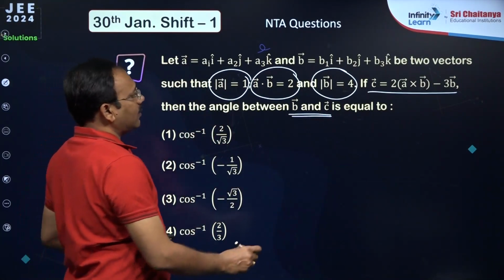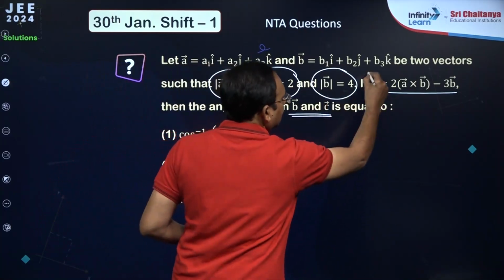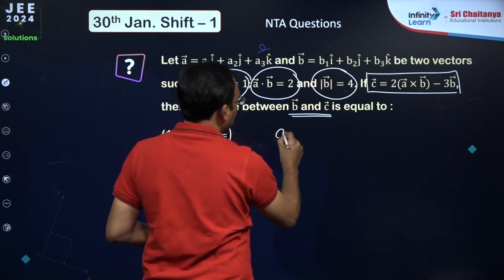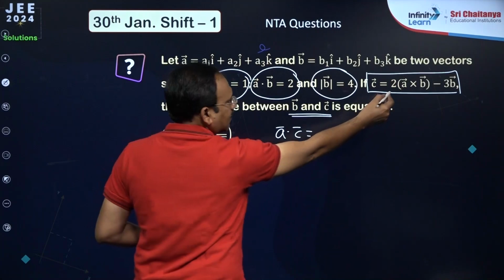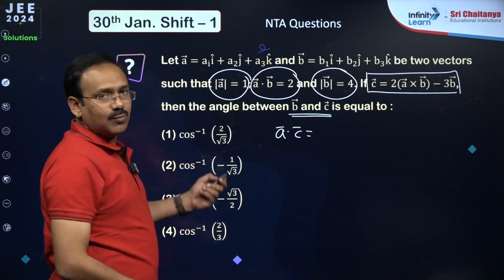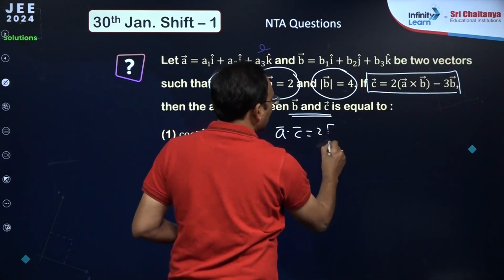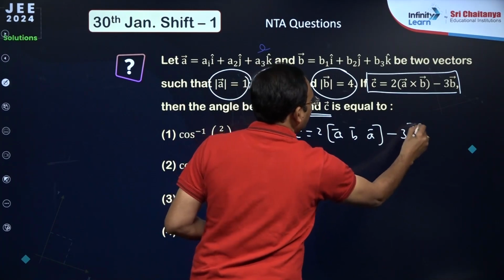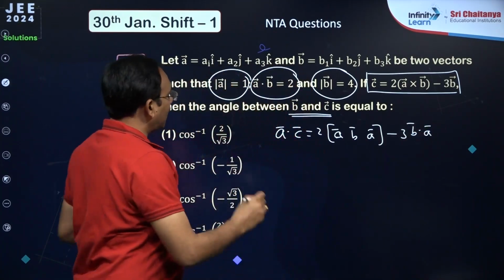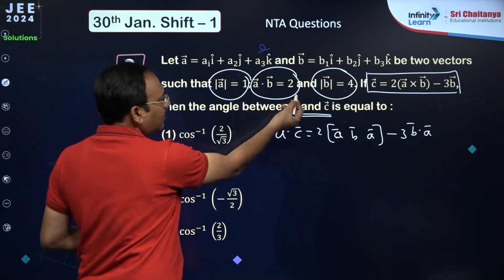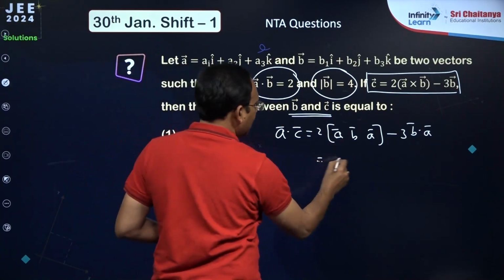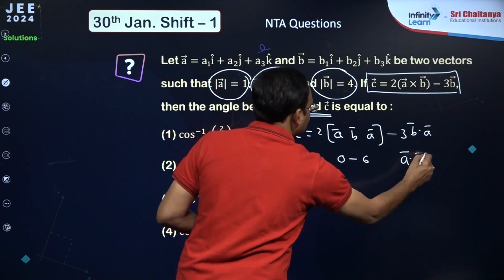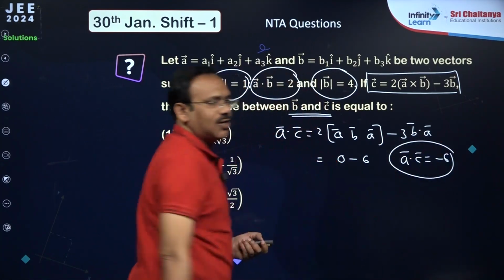First of all, what I can do here is apply dot product on both sides of this relation with a, so that we get a dot c as: I am going to do the dot product with a, this becomes twice box a b a, minus 3 b dot a. But a dot c I don't know, but a dot b value is given as 2, box ABA becomes 0, this is 2 into 3, 6. So my dear friends, a dot c is going to be minus 6, first relation.